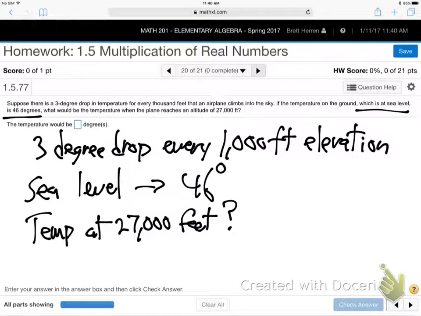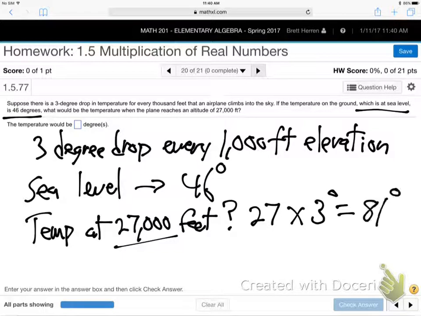Boom, you got it. Because 27,000 is 27,000. So 27,000 feet means 27 thousands. I don't know how else to say that. It's 27 thousands, isn't it? 27 times 3 degrees for each 1,000. You guys with me? Was that 81? 81-degree drop.